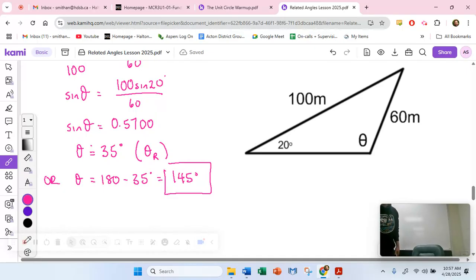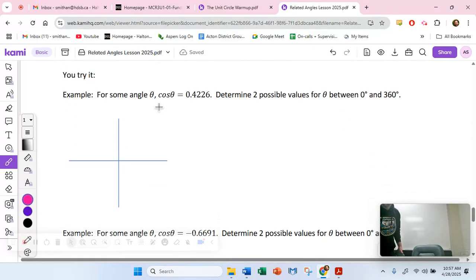While I pass around some practice, can you guys try those two exercises on the back? Same kind of question. Use your calculator first. That will give you something useful. And then see if you can find out the two angles that have that specific ratio. Let me just stop the recording.